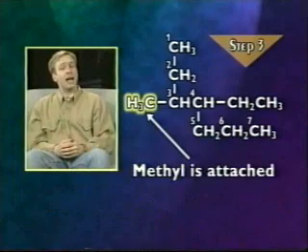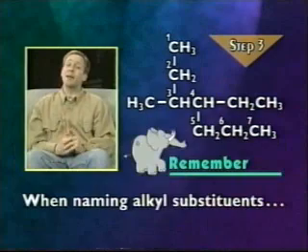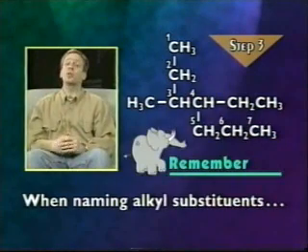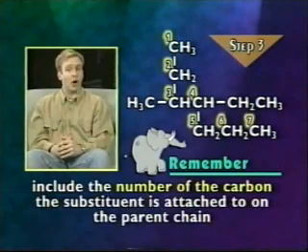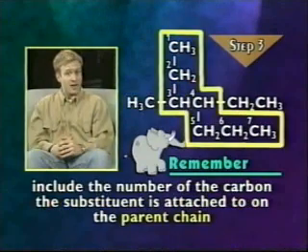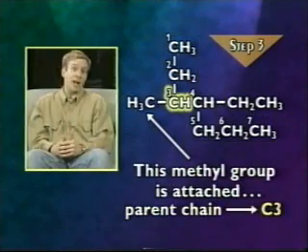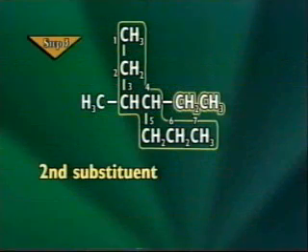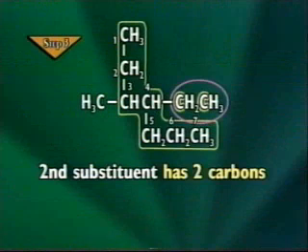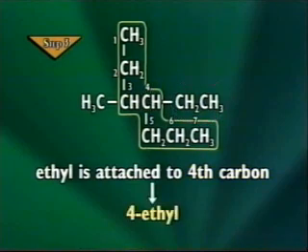The methyl is attached to the parent chain at the 3rd carbon, and if you remember, when naming the alkyl substituent, we told you that you have to include the number of the carbon that the substituent is attached to on the parent chain. So, since this methyl group is attached to the parent chain at carbon 3, we name it 3-methyl. The second alkyl substituent has 2 carbons, so it's ethyl. The ethyl is attached to the 4th carbon, so we call this substituent 4-ethyl.